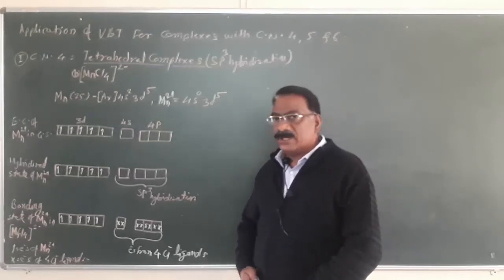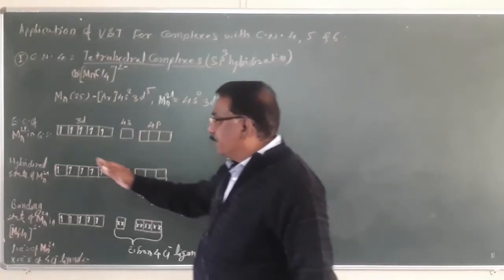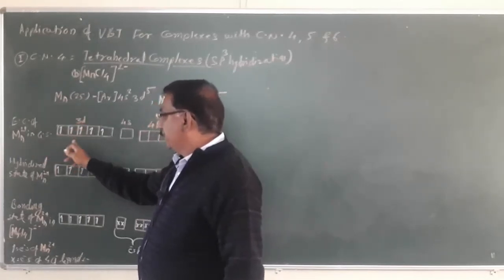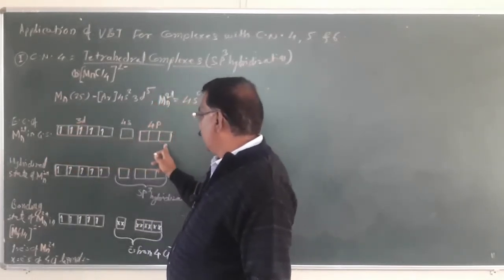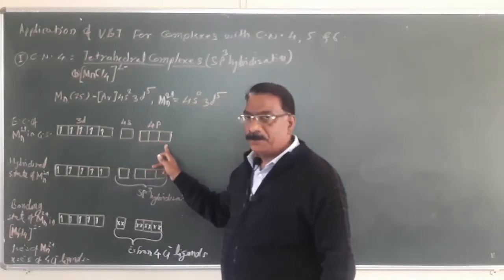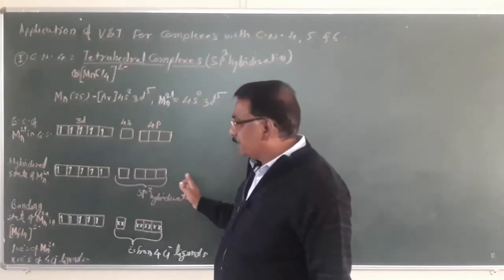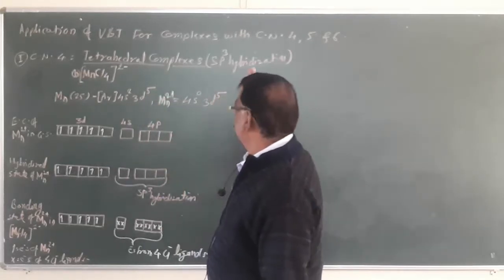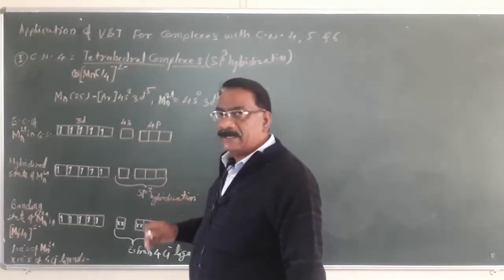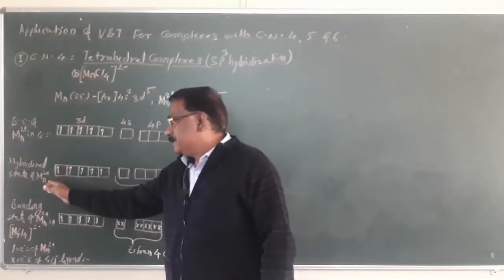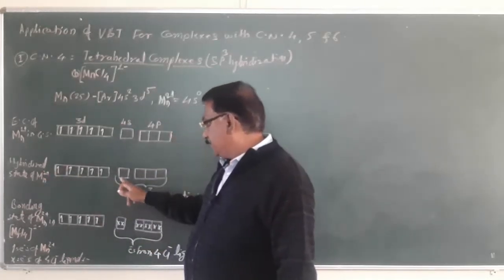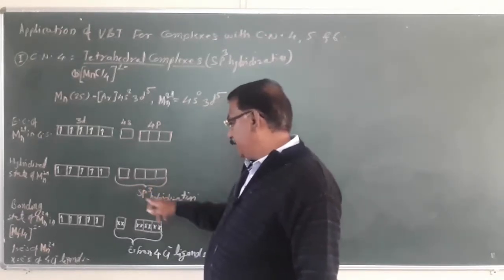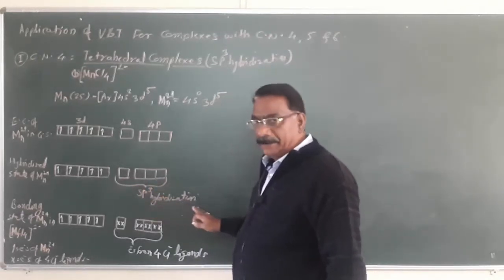See, this Mn has the ground state. The electron configuration of Mn2 plus in the ground state is 3d5, 4s0 and 4p0. See, it has the hybridized state. We know this Mn undergoes sp3 hybridization in tetrahedral complexes. In the hybridized state of Mn2 plus, the 4s orbital and 4p orbitals show sp3 hybridization.